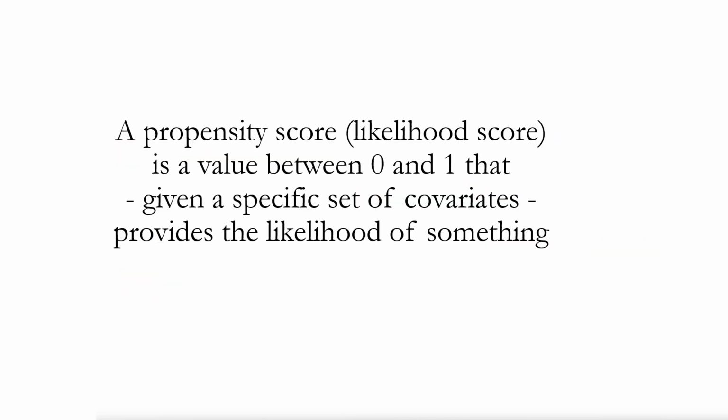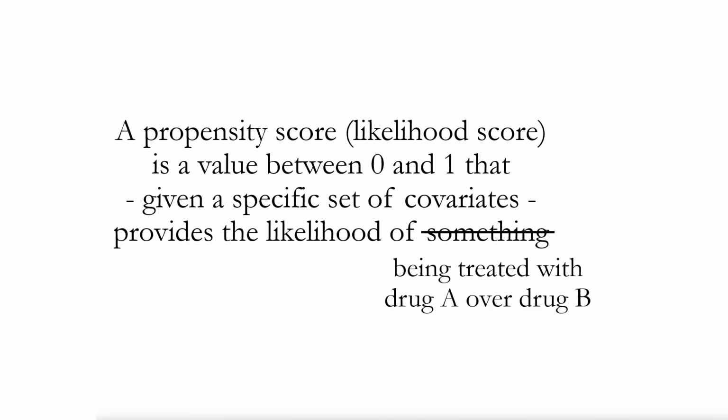So what is a propensity score? Well, a propensity score is a likelihood score. It's a value between 0 and 1 that, given a specific set of covariates, provides the likelihood of basically something, and in these cases being treated with drug A over drug B, or being treated with drug A over non-use of drug A. So this is just a simple likelihood that summarizes, given your particular covariates, your likelihood of receiving treatment.